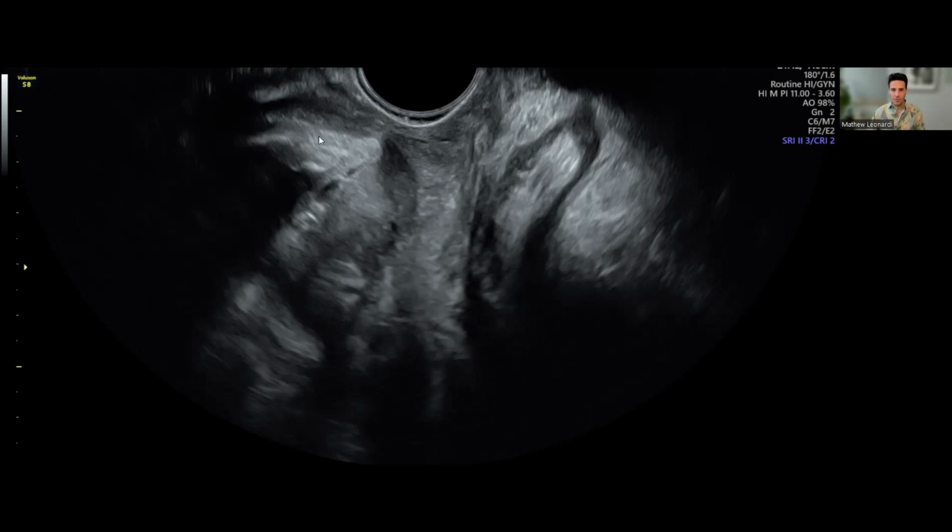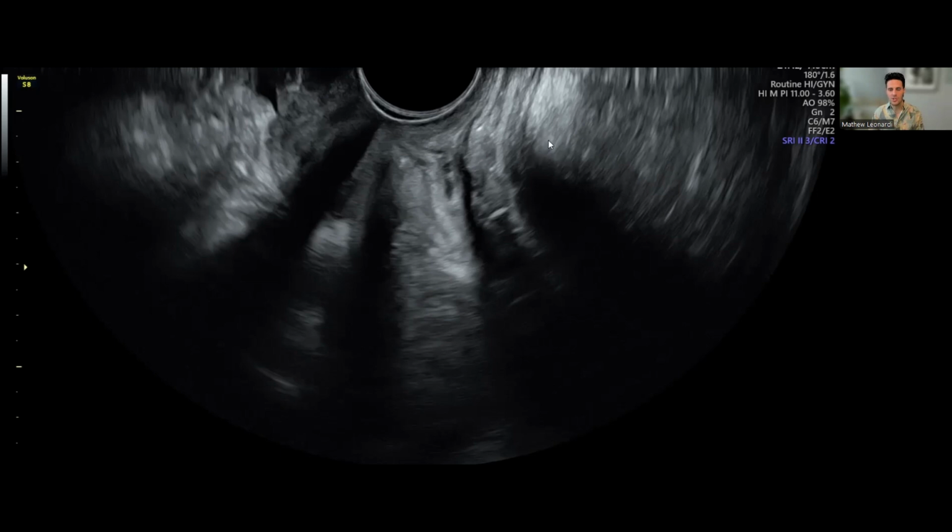Here we have image number 1. Whenever I start a scan, I take the first image of the probe right at the beginning, right before it goes in, essentially, as sort of a timestamp in some ways, but also as evidence that we have started our transvaginal ultrasound.